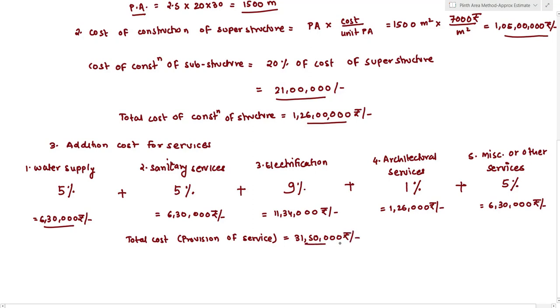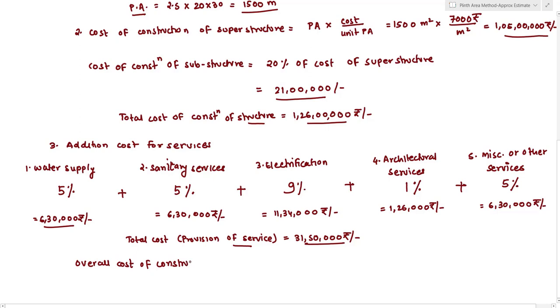Okay, so once we have calculated the total cost of construction of a structure and total cost of construction or provision of services, the next thing that we'll have to find out is the overall cost of construction. So overall cost of construction is the next thing.